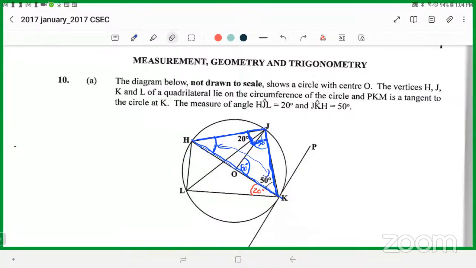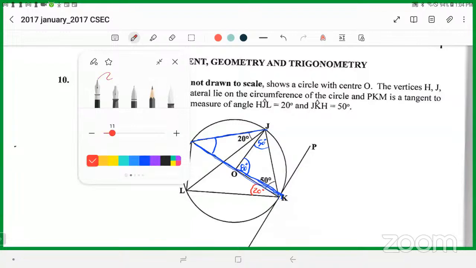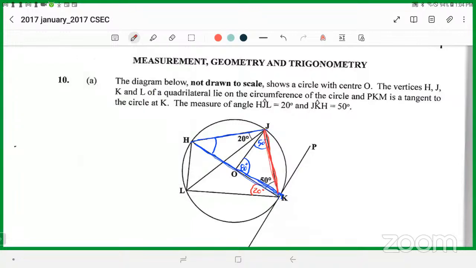Another reason I could give for it being 40 is that this angle that we want up here is subtended by this chord. That chord is subtending 80 degrees at the center. Angle at center is twice angle at circumference. So the same chord must subtend 40 degrees at the circumference up here. So we could use that. Angle at center is twice angle at circumference, so the one at the circumference is 40. But do you understand that?